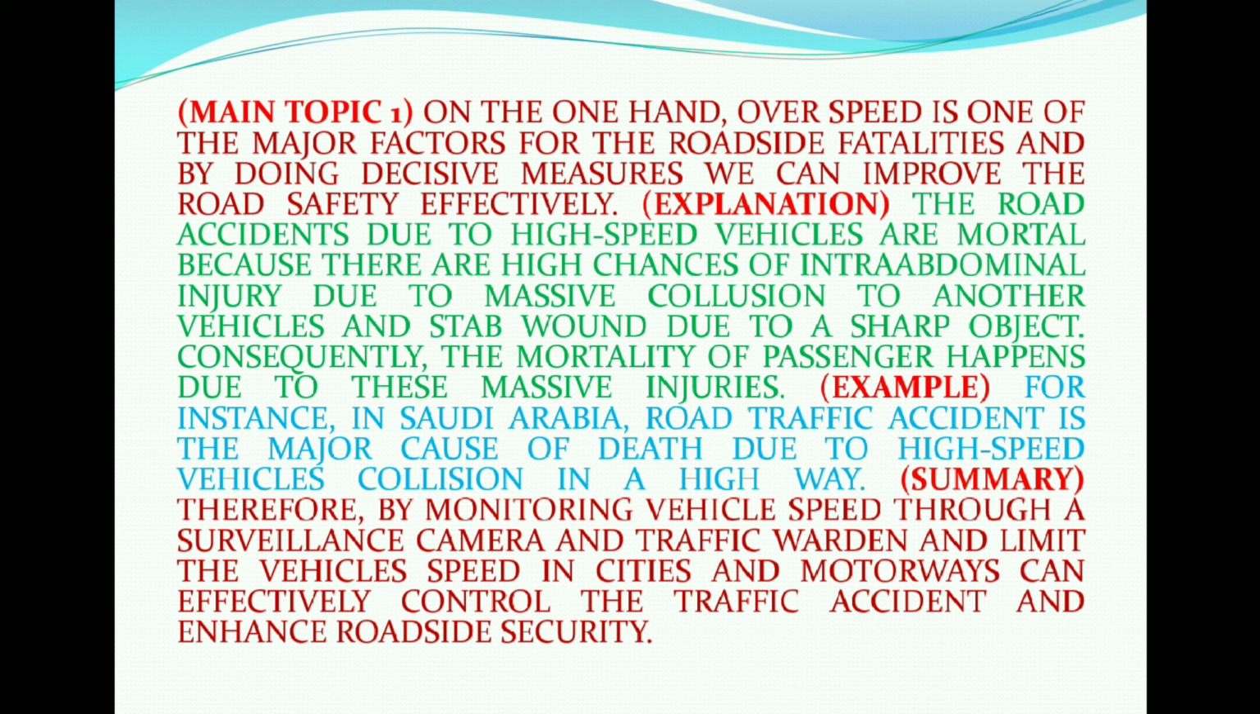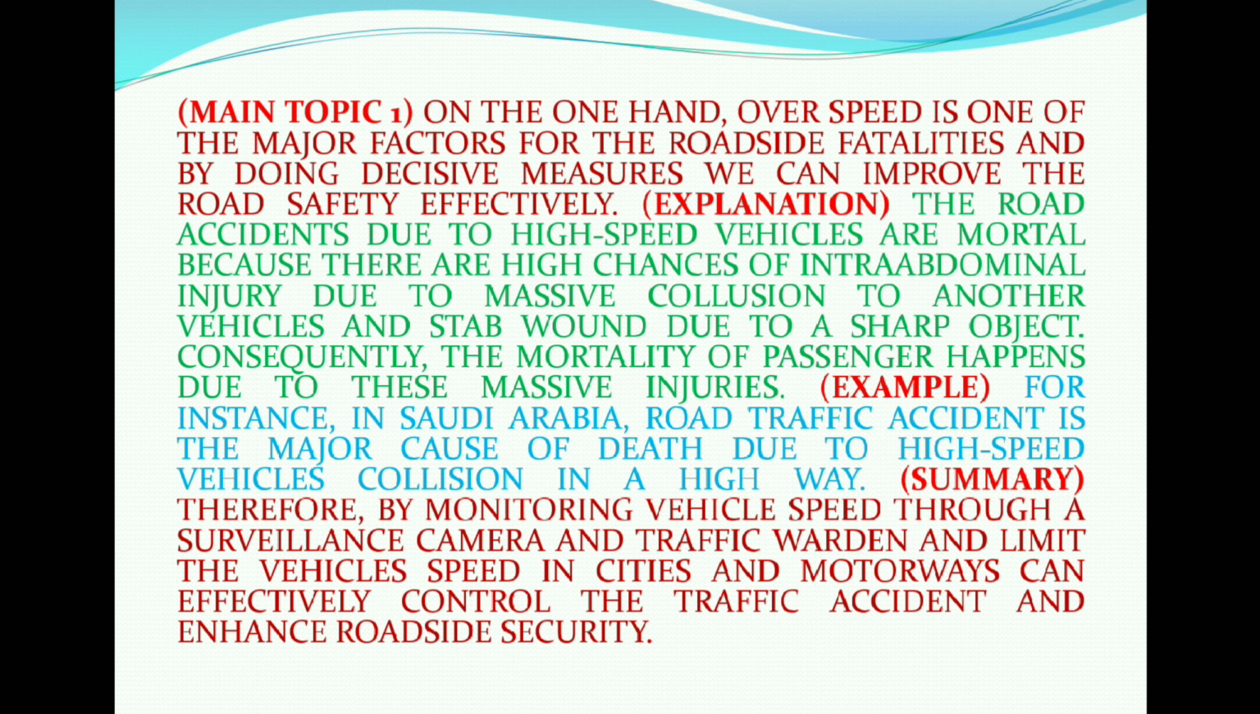The road accidents due to high-speed vehicles are mortal because there are high chances of intra-abdominal injury due to massive collisions with other vehicles, and stab wounds due to a sharp object, right? I'm just describing how dangerous the accident is here. So it will give a good explanation for my main idea and support it. And consequently, the mortality of passengers happens due to these massive injuries. So it is really dangerous. So this explanation supports my main idea, that we should limit the speed, right?